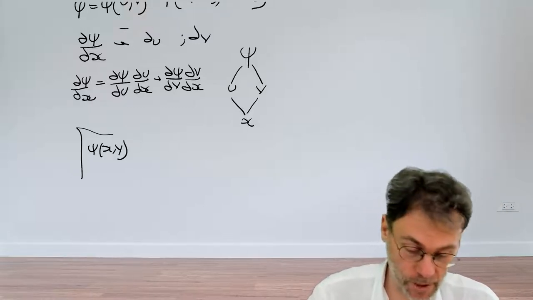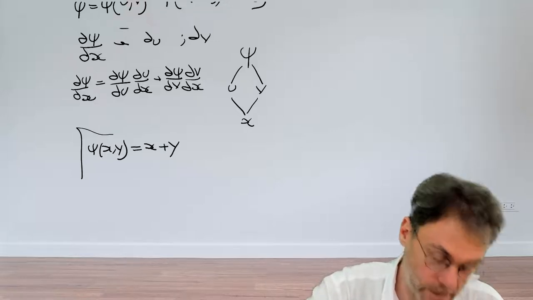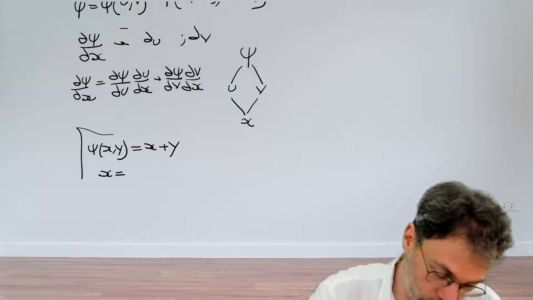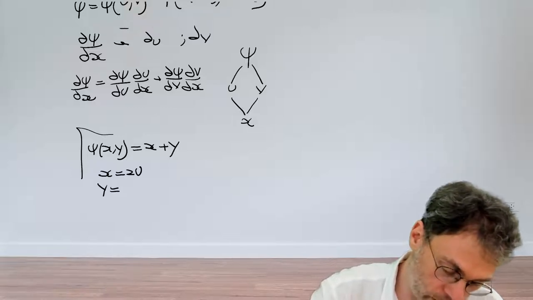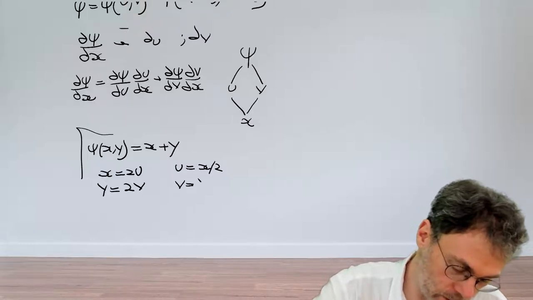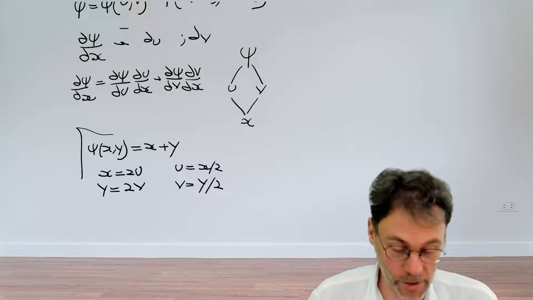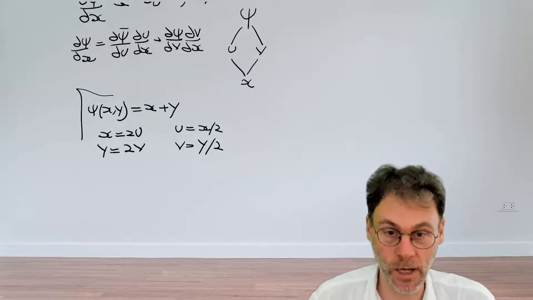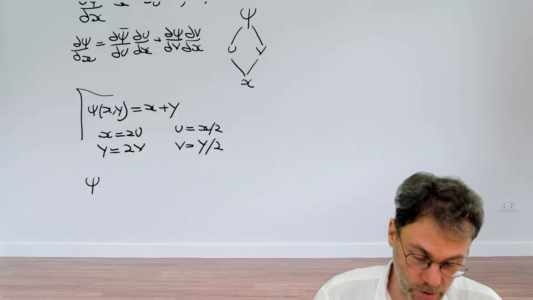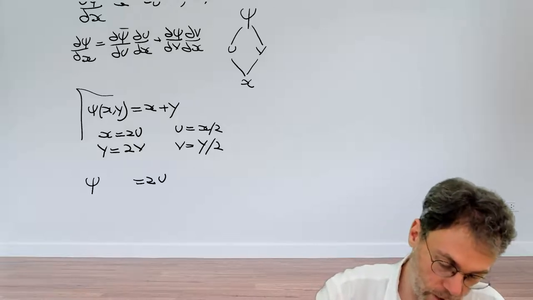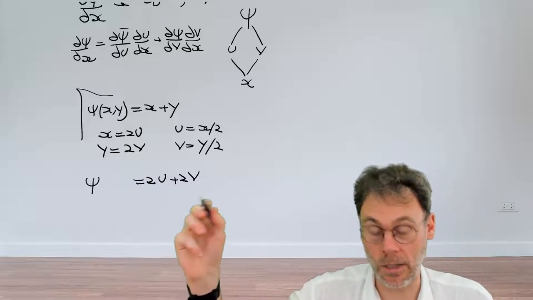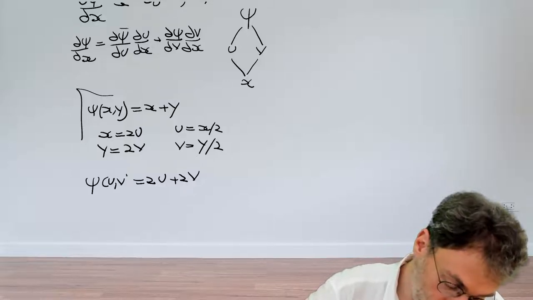So if we have a function psi of x and y, which is just simply going to be x and y as a starting point, and then let's say we have a coordinate transformation, again, a very trivial one. Let's say that x is 2 times u and y is 2 times v, or equivalently, of course, u is x over 2, and v is y over 2. But then we can transform this equation, this psi, into another psi, where we just replace x and y by u and v. So x becomes 2u, and y becomes 2v. In this particular case, there's no longer an x and a y. This is actually a function of u and v.